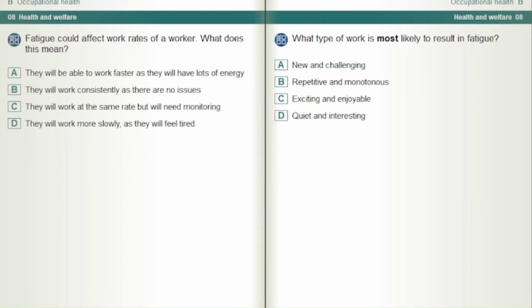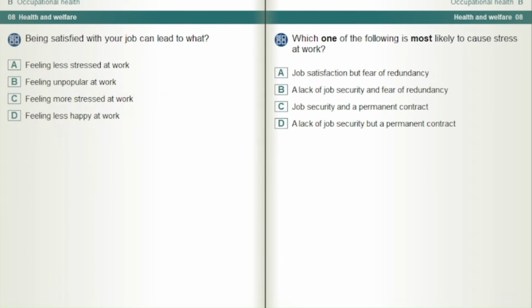What type of work is most likely to result in fatigue? New and challenging, repetitive and monotonous, exciting and enjoyable, quiet and interesting. Being satisfied with your job can lead to what? Feeling less stressed at work, feeling unpopular at work, feeling more stressed at work, feeling less happy at work.